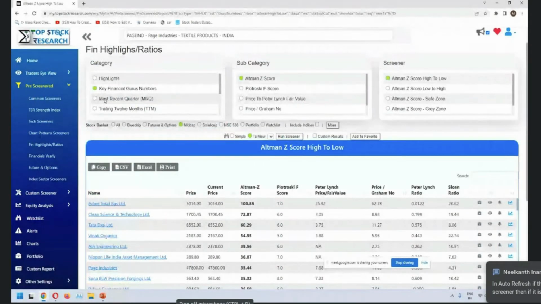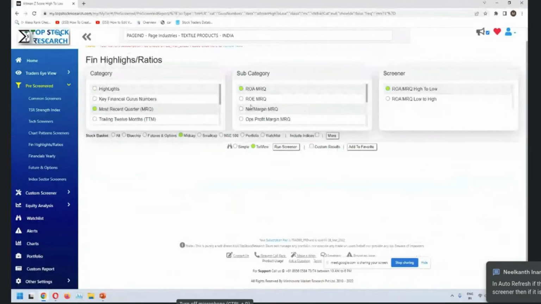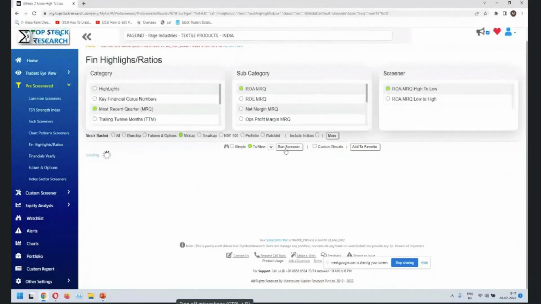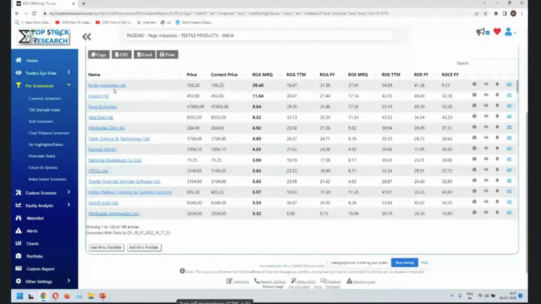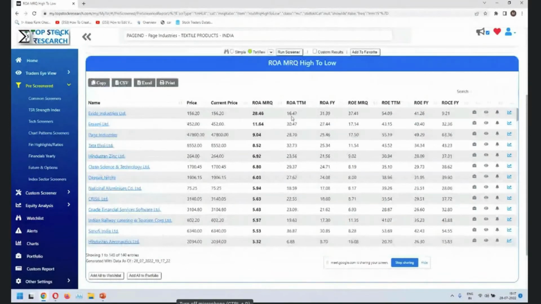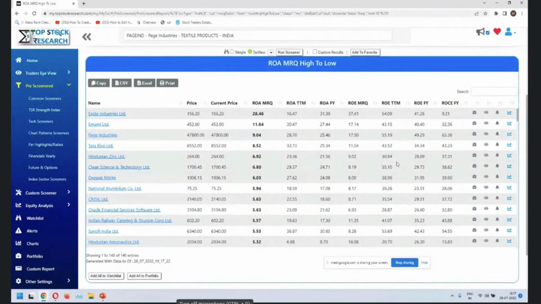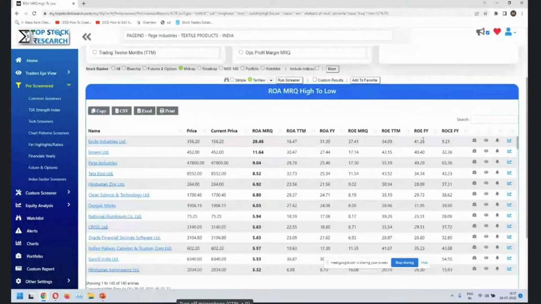looking for. You can sort by most recent quarter values. Like if you are looking for ROA, then these are the stocks based on the most recent values. These are heavy on ROA. Its TTM and financial year ROA is also mentioned here. Some of the related fields that you may be interested in with ROA, like ROE or ROCE, are also mentioned here. You have an option of customizing a set of columns, which we'll cover shortly.